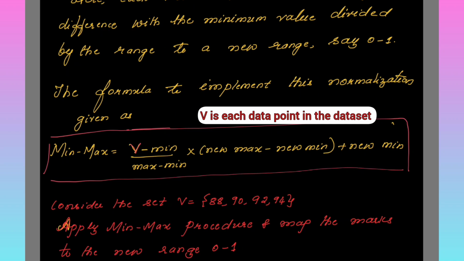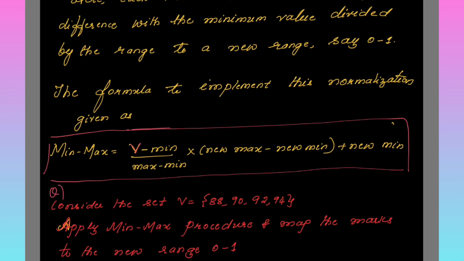Well, this is the formula. So what you have to do is, suppose this is the question, consider the set V equal to 88, 90, 92, 94. So how many numbers do you have here? Let us say these are the marks scored by the student. So there are 4 different values under this attribute: 88, 90, 92, 94.